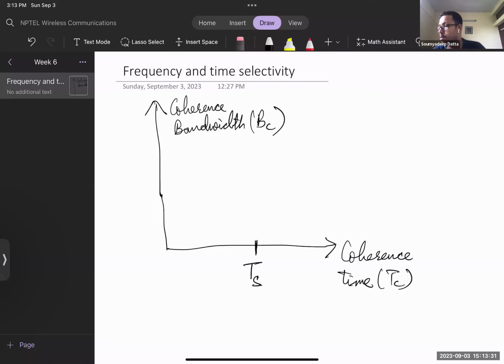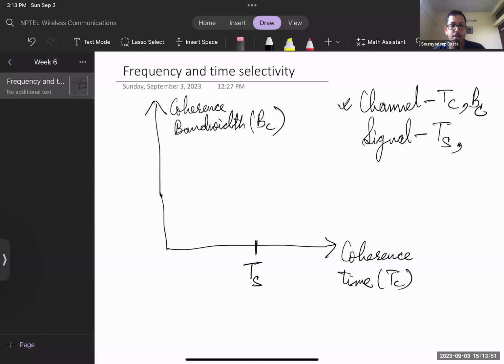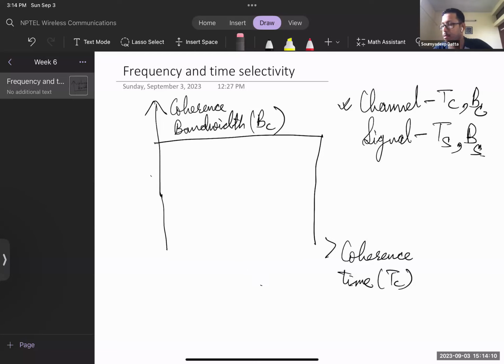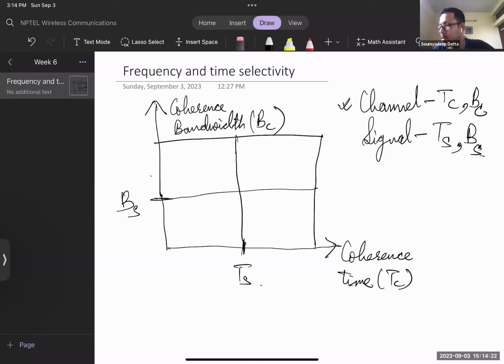So there are two parameters here. Firstly, you have the channel, and there are two properties of the channel, Tc and Bc, right? And then you have the signal, and the signal has two properties, symbol time, and the signal bandwidth, let's say Bs. So we can divide this space into, let me draw this a little more symmetric, need not be symmetric, but just for aesthetic purposes, four parts. And that is the key idea here.